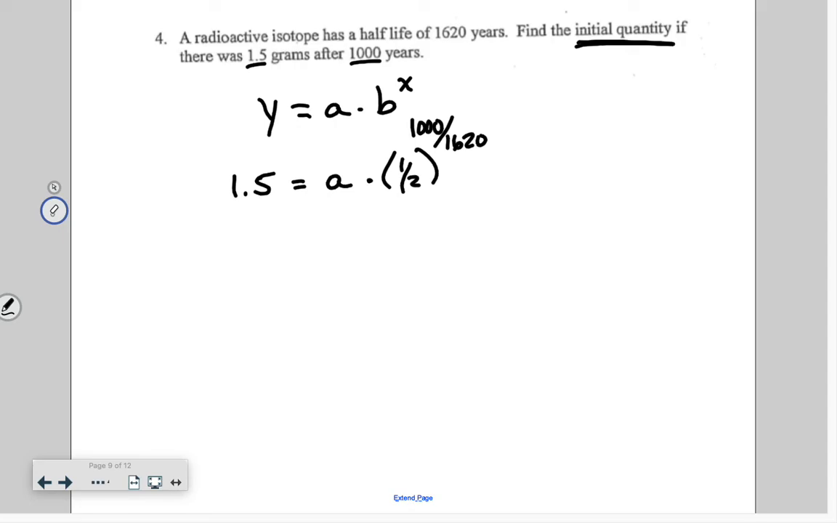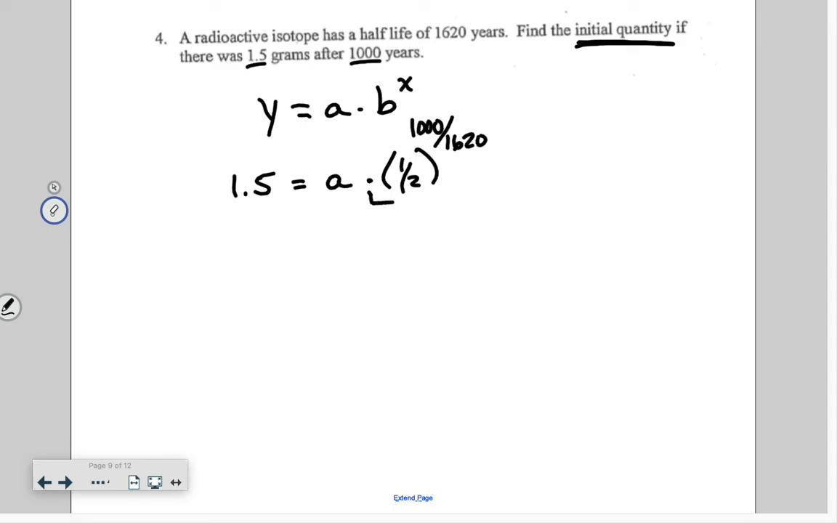So if it was a half-life like every 1 year, would it just be like to the 1,000? Yeah. If it was every year, if your half-life was a year, then it would just be to the X power. Then you don't have to worry about the per 1620 or whatever. Yep, that's exactly it. So now, in this case, now we solve for A.